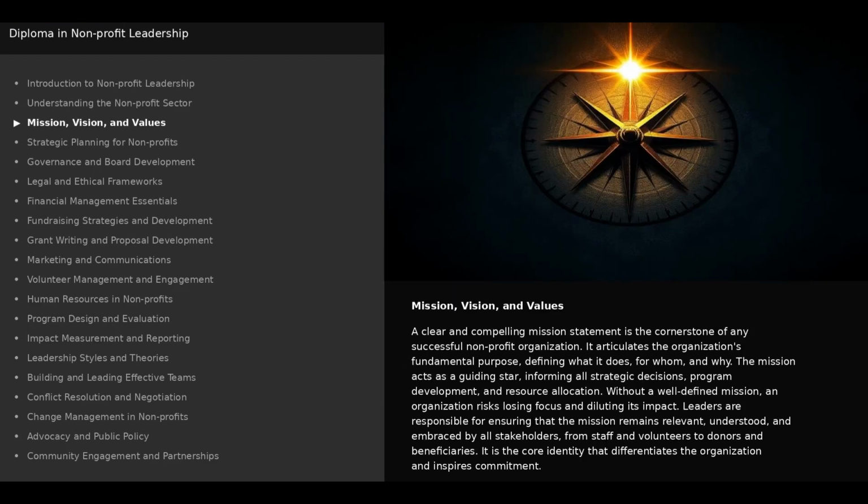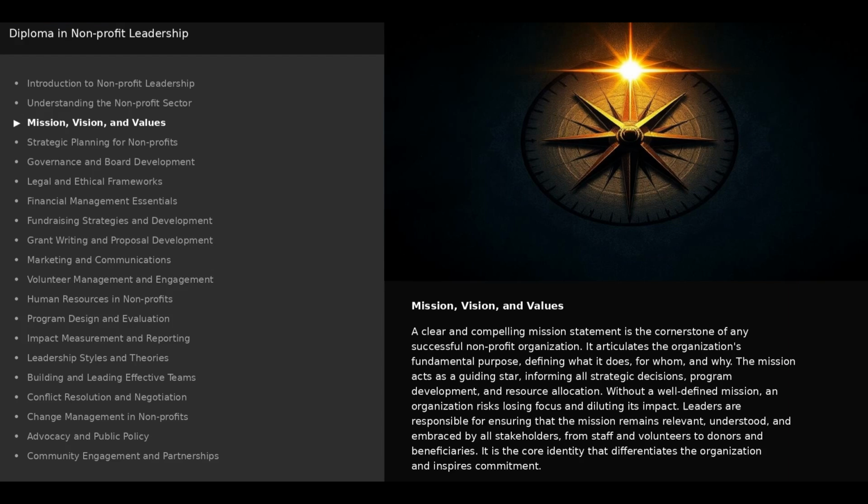Mission, vision, and values. A clear and compelling mission statement is the cornerstone of any successful non-profit organization. It articulates the organization's fundamental purpose, defining what it does, for whom, and why. The mission acts as a guiding star, informing all strategic decisions, program development, and resource allocation. Without a well-defined mission, an organization risks losing focus and diluting its impact.